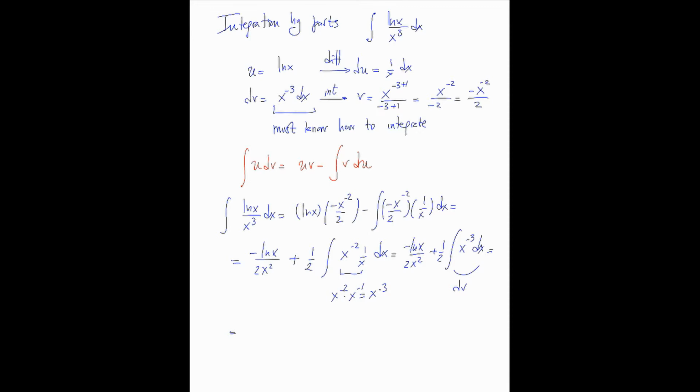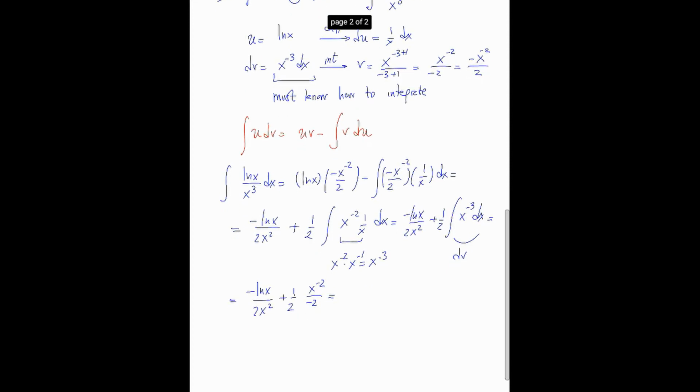So that's equal to minus ln x divided by 2x squared plus 1/2 times x to the minus 2 divided by minus 2. So let's do a little bit of arithmetic, and it becomes minus ln x divided by 2x squared, this minus becomes here, 2 times 2 is 4, so 1 over 4x squared, and that's the same as multiplying the log by 2 and dividing by 4x squared, so we have minus 2 ln x minus 1 divided by 4x squared plus c, don't forget.